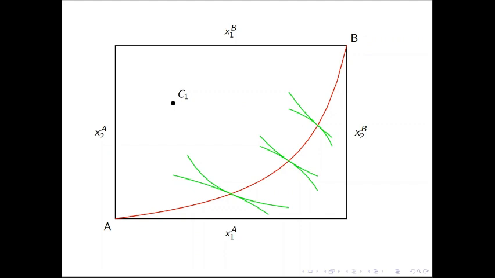And you can see clearly that the initial point, C1, is not Pareto efficient, and therefore it cannot be a solution to this problem. I have also included some of the indifference curves at different points along the contract curve, and you can see that they're always tangent at the contract curve. And that's to be expected because that's how we derived the contract curve.